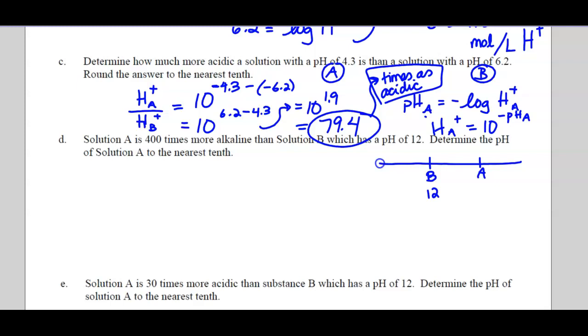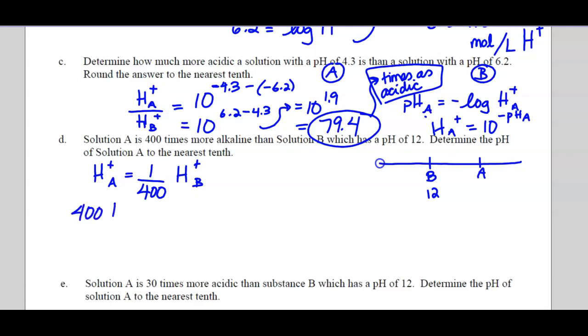Determine the pH of A to the nearest 10. So more alkaline means that this will be 1/400 of B. So if we're going from here, this one is to the right, and it's more alkaline. A is 400 times more alkaline, so if we're comparing the hydrogen ions, that's what makes it acidic. So we have to do that ratio.